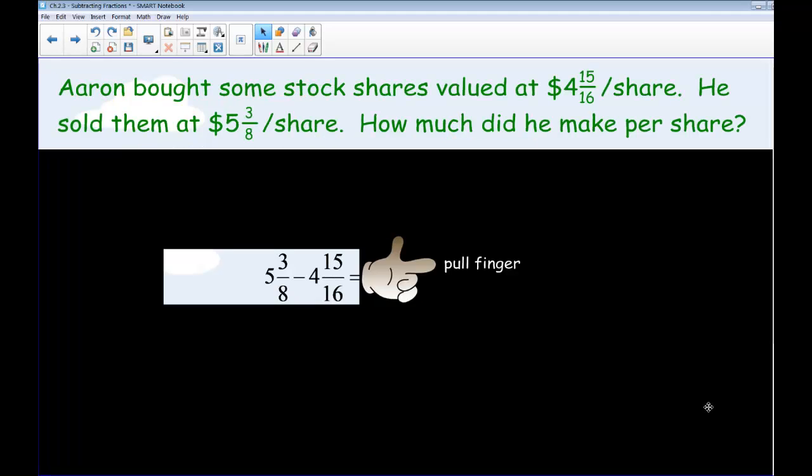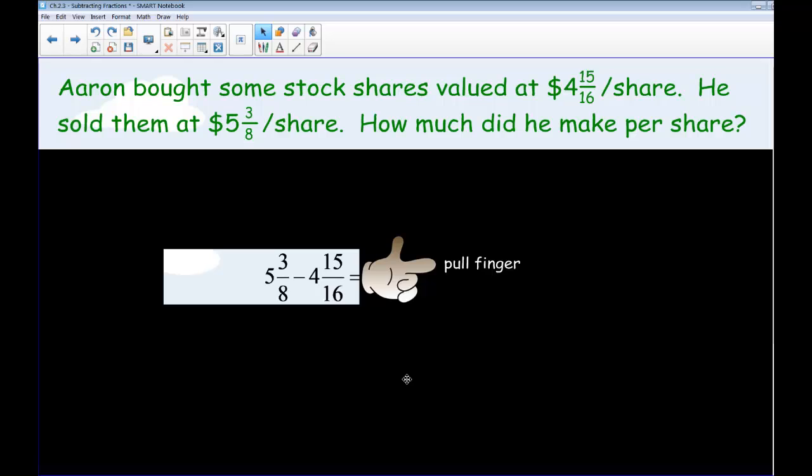Now finally, using our ever so popular science teacher here, we decided to invest in some stocks. So here it says that Aaron bought some stock shares that were valued at $4.15 per share. He sold them at 5 3/8 per share. So how much did he make per share? So very simply, all you need to do is subtract the two fractions.